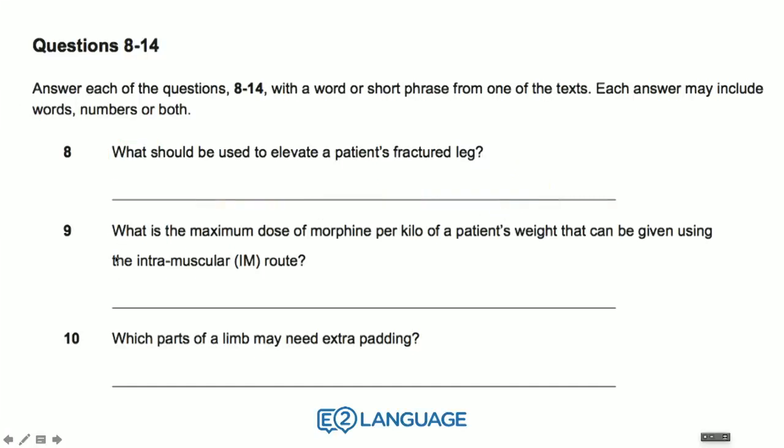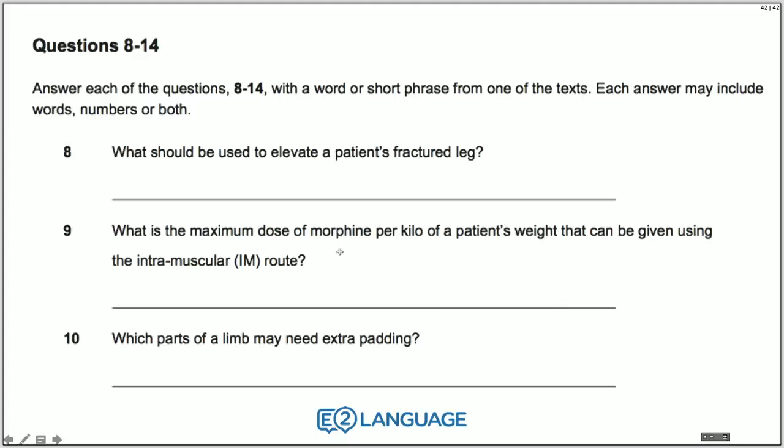Let's look at number 9. What is the maximum dose of morphine? Now we know we're going to look at text C to find the answer here. Per kilo of a patient's weight that can be given using the intramuscular route. What type of answer do you think is going to fit here? Is it going to be a name of something, a number perhaps?